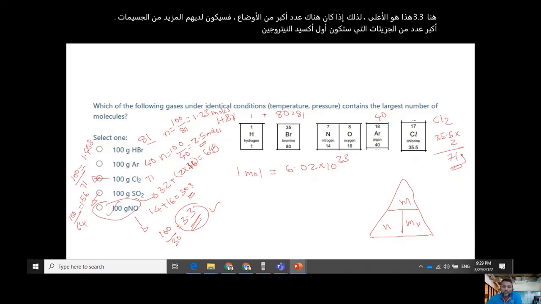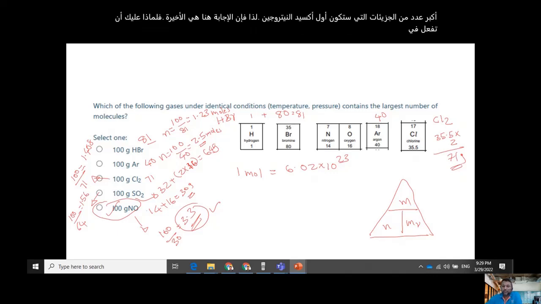So what you have to do in this kind of question, you have to find the number of moles. The one with the highest number of moles will have more molecules at that particular temperature.